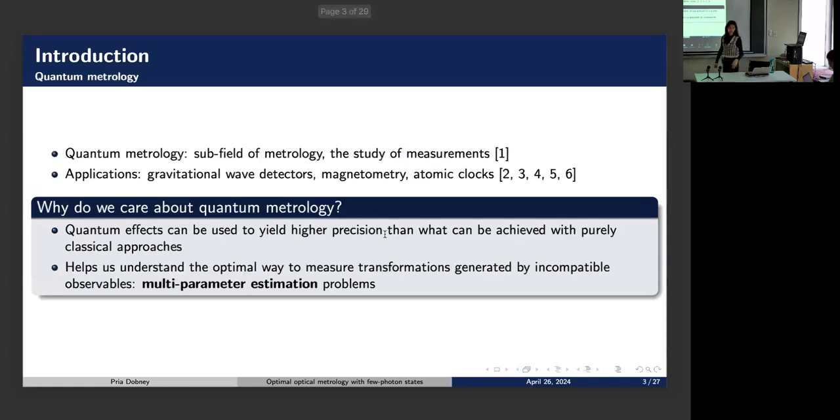So quantum metrology is a subfield of metrology, which concerns the study of measurements, and has many applications in major fields, such as gravitational wave detectors like LIGO, magnetic field sensing, and systems such as atomic clocks, where you basically need high precision measurements. And the crux is that we can use quantum effects to give us higher precision in measurements than what we would normally be able to achieve by just using classical approaches. And this can also help us understand the best way to measure multiple transformations that are generated by observables that don't commute with each other. And this is where the multi-parameter estimation problem comes in that I'll talk about in the course of the presentation.